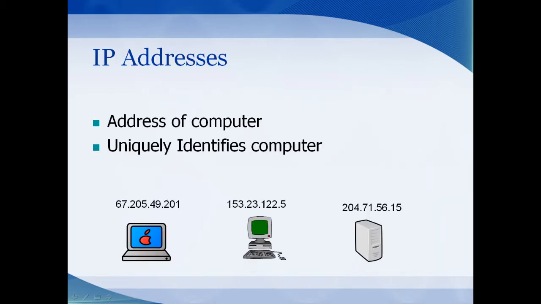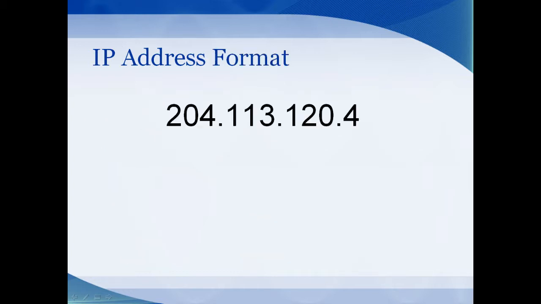Now, since there's so many computers on the internet, there must be a way of finding the computer you're looking for. This is why we have IP addresses. Every device connected to the internet has a unique IP address, including computers, cell phones, servers, you name it. If it's connected to the internet, it's got an IP address. This IP address allows the computer to be identified. The IP address consists of four sets of numbers separated by dots. Each of the numbers has to be between 0 and 255.